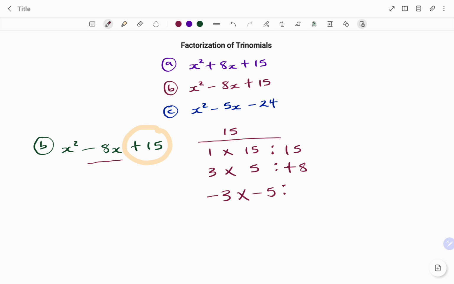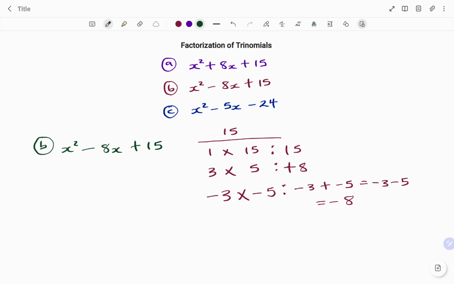However, if I add minus 3 and minus 5, that says if I have minus 3 plus minus 5, what I'm going to have is minus 3 minus 5, which is minus 8 or negative 8, which is the value I have in the middle. So therefore, the factors I'm going to use will be minus 3 and minus 5.